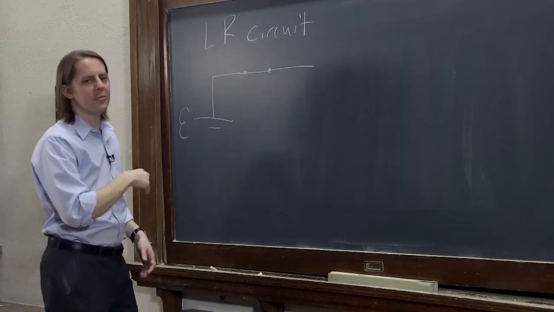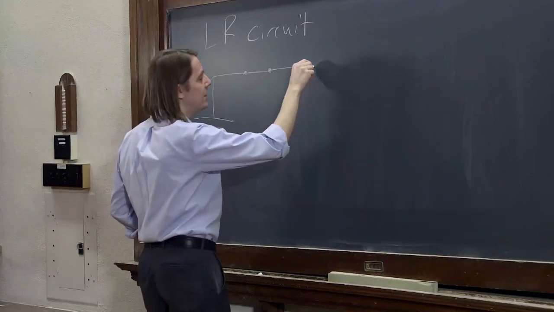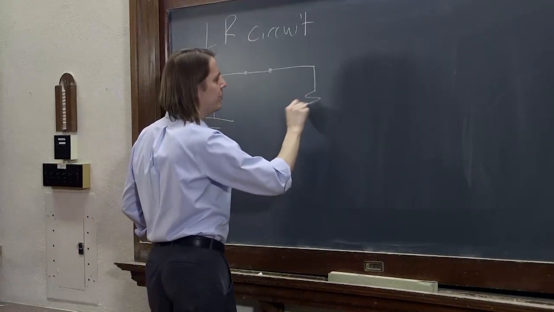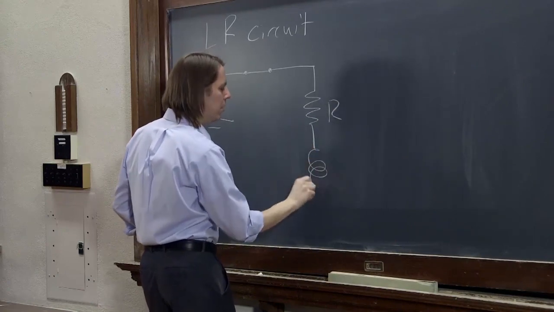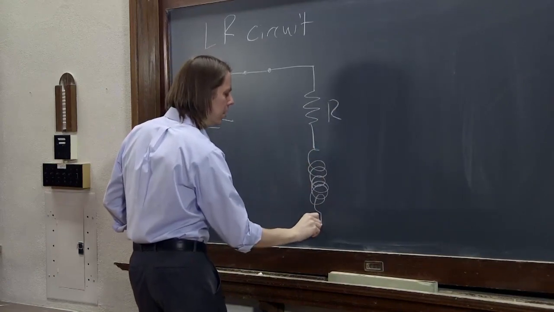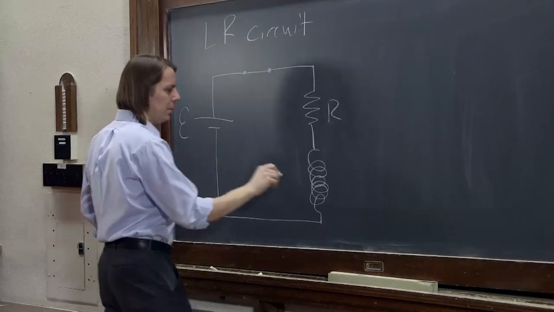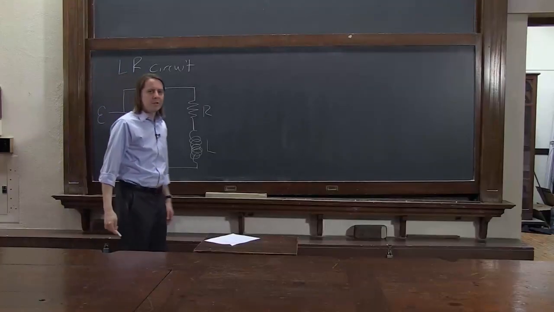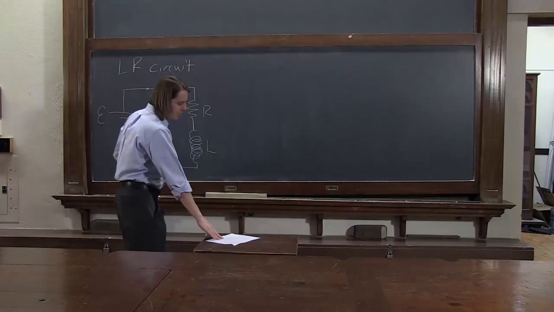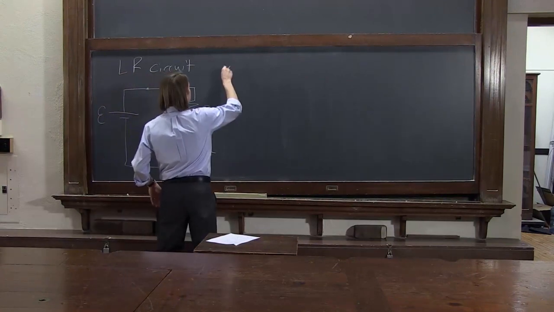And kind of like the capacitor, the RC circuits, we want to put a switch in it so that we can have time equals 0, where we can turn things on and off. And then come down and have our resistor R and have our inductor L. And then finish off the circuit like that. Okay, so what do we do? Well, we apply Kirchhoff's loop rule.